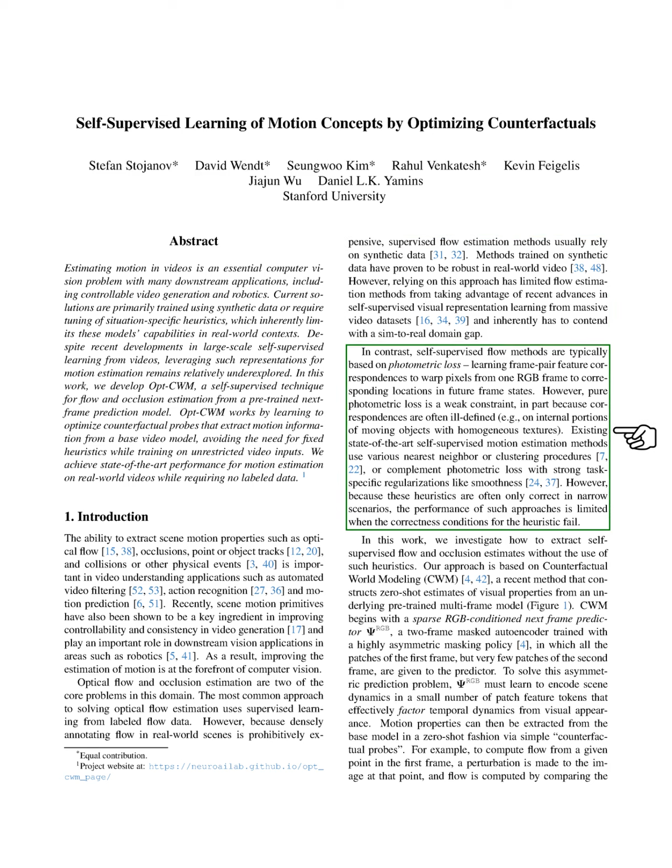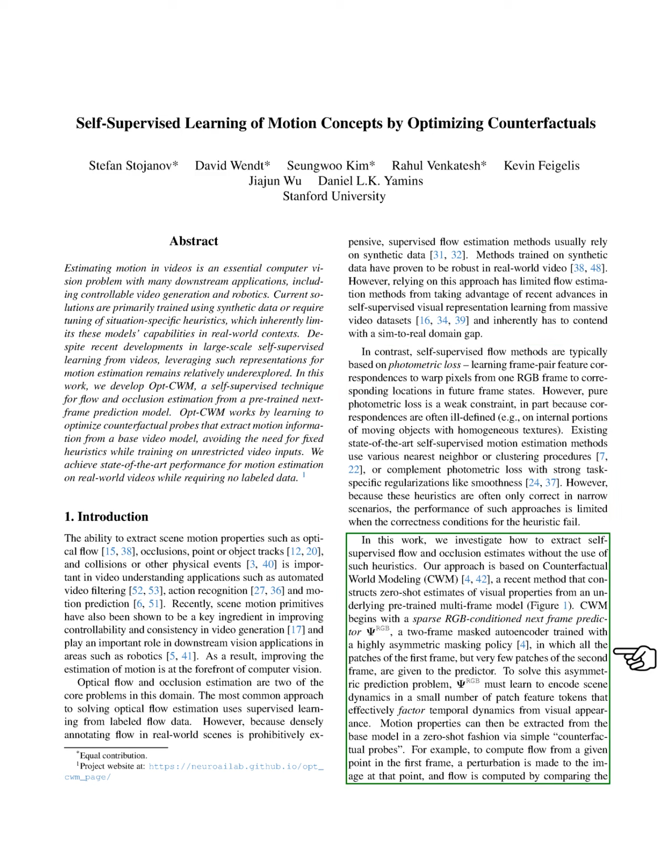Self-supervised methods often use photometric loss, which involves learning to match features between frames. However, this approach can be weak because correspondences can be unclear, especially in complex scenes. Current state-of-the-art methods use various techniques like nearest neighbor searches or additional regularizations, but these can be limited when the underlying assumptions do not hold.